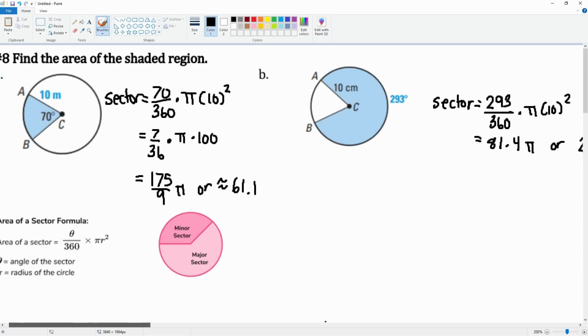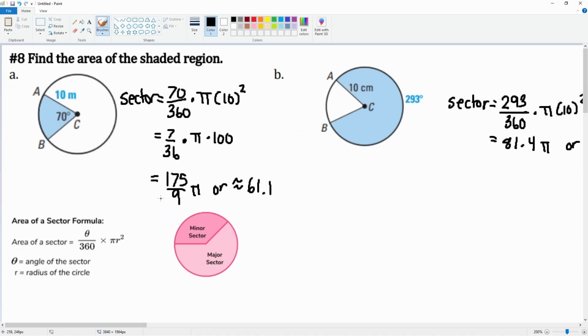That is how you find the area of a sector. It is just theta over 360 times pi r squared.